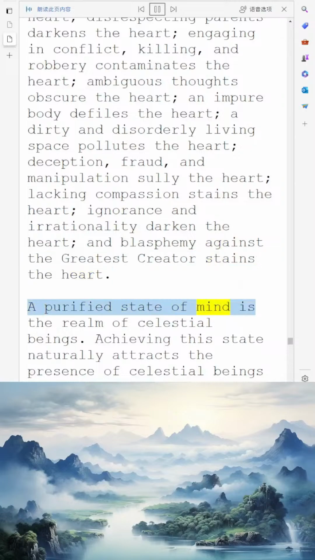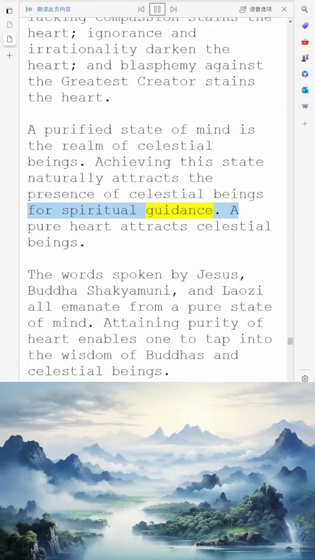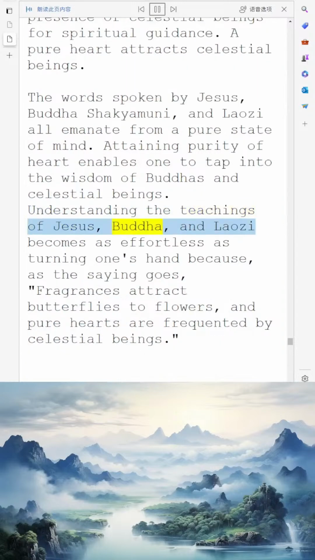A purified state of mind is the realm of celestial beings. Achieving this state naturally attracts the presence of celestial beings for spiritual guidance. A pure heart attracts celestial beings. The words spoken by Jesus, Buddha Shakyamuni, and Laozi all emanate from a pure state of mind. Attaining purity of heart enables one to tap into the wisdom of Buddhas and celestial beings. Understanding the teachings of Jesus, Buddha, and Laozi becomes as effortless as turning one's hand because, as the saying goes, fragrances attract butterflies to flowers, and pure hearts are frequented by celestial beings.